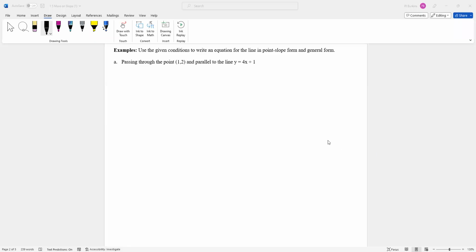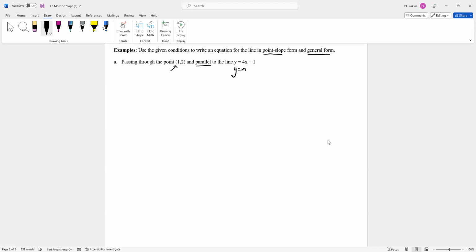For the rest of this packet, they're going to actually give us a point and a line or some other combinations and ask us to find a new line that is either parallel or perpendicular. So let's go ahead and see if we can figure this out. And it also says to put them in point, slope, and general form. Okay. So passing through this point and parallel to the line y equals 4x plus 1.